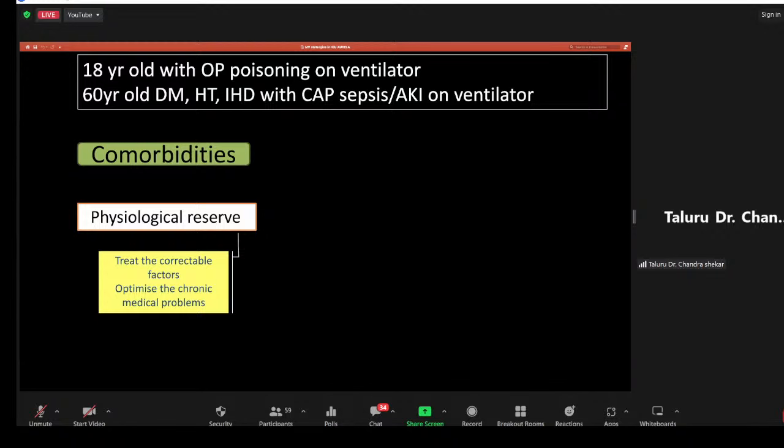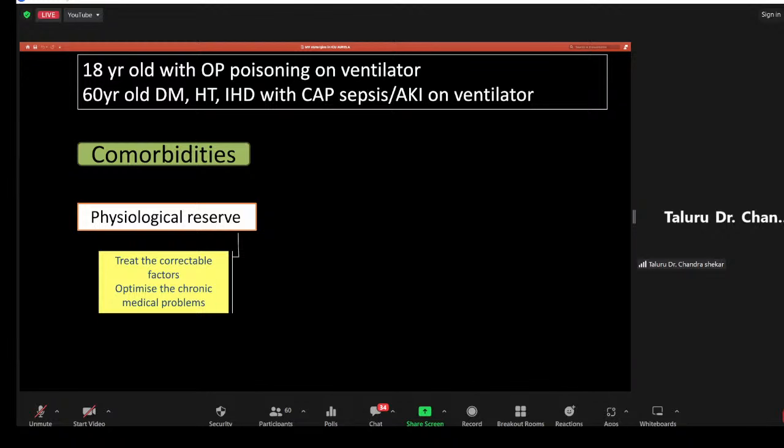If the second patient, we know this patient has a high mortality because of the comorbidities. And the problem with comorbidities, some are correctable, some are not correctable. So there is a fixed component. So that leads to another question of understanding the functional capability or physiological reserve.